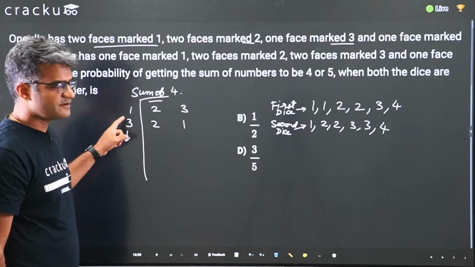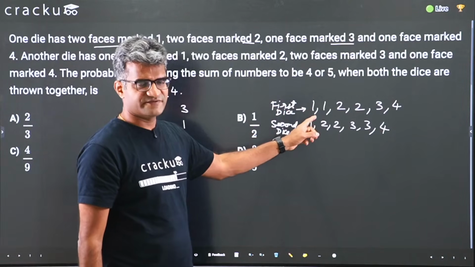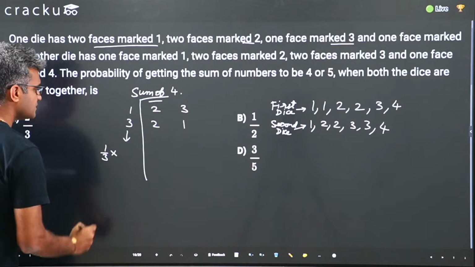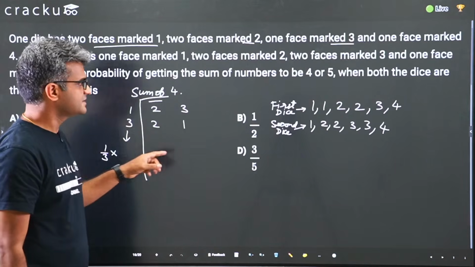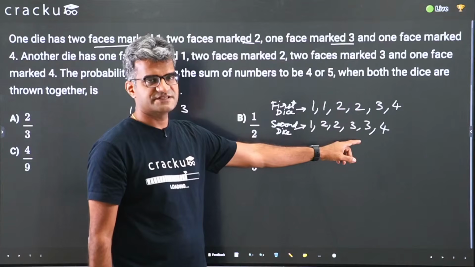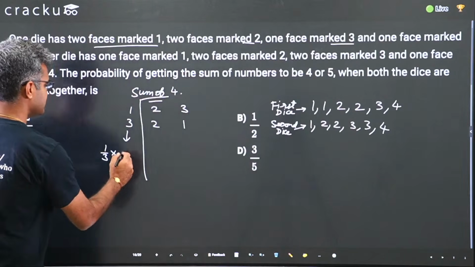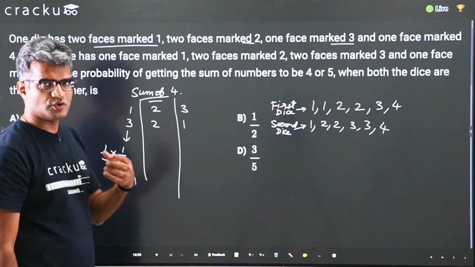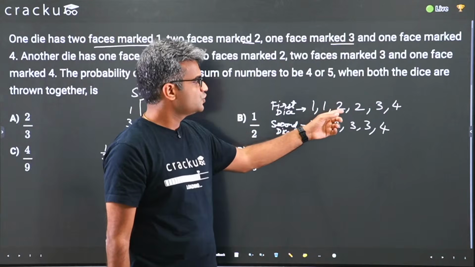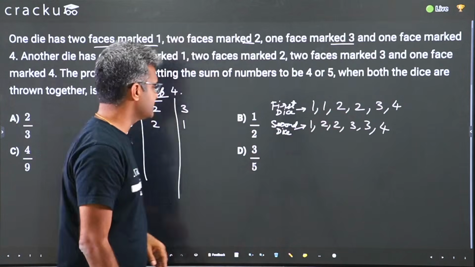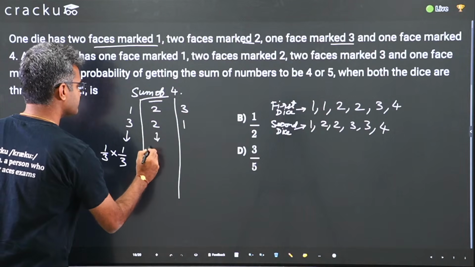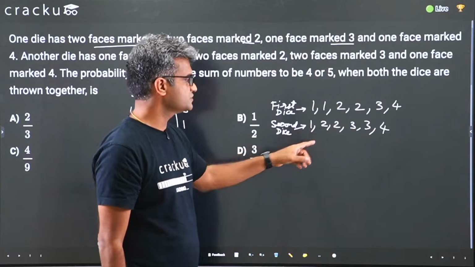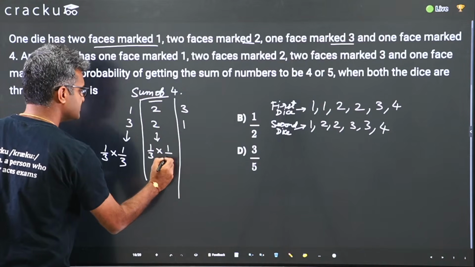What is the probability of getting 1 from the first die? 2 out of the 6 faces is 1 in the first die, so the probability is 1 by 3. What is the probability of getting 3 from the second die? 2 out of the 6 faces on the second die is 3, so the probability is 1 by 3. What is the probability that both the dice show up 2? There are 2 faces which are having 2 in the first die, so the probability is 1 by 3. And in the second one also there are 2 faces which are showing 2, so the probability of getting 2 on the second die is again 1 by 3.